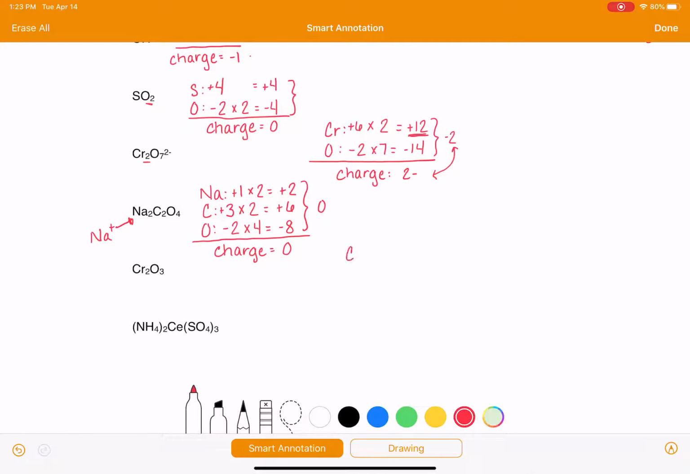Let's do the next one. We have chromium and we have oxygen. We have a total charge.